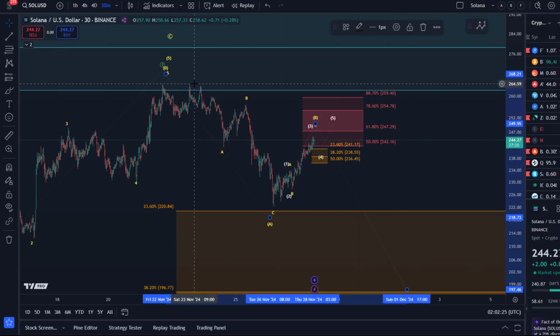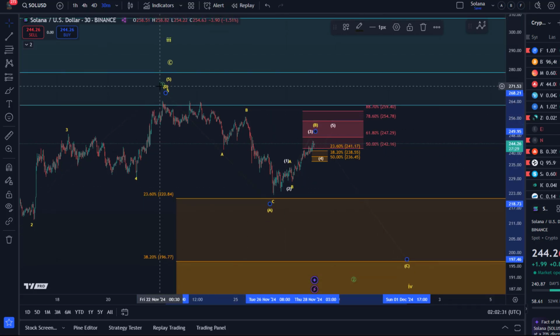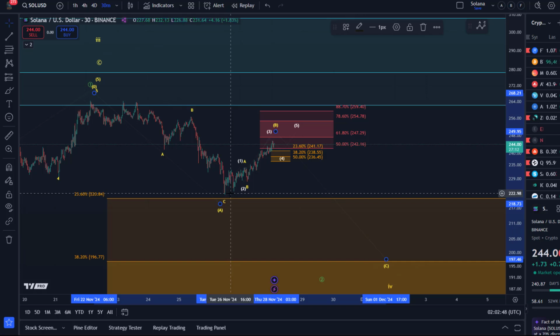So what were we looking for yesterday? Yesterday we identified this ABC structure to the downside, which was basically complete. The price reached the 23.6 retracement, pretty much. I think it came close to it, another dollar was missing, but it came very close.